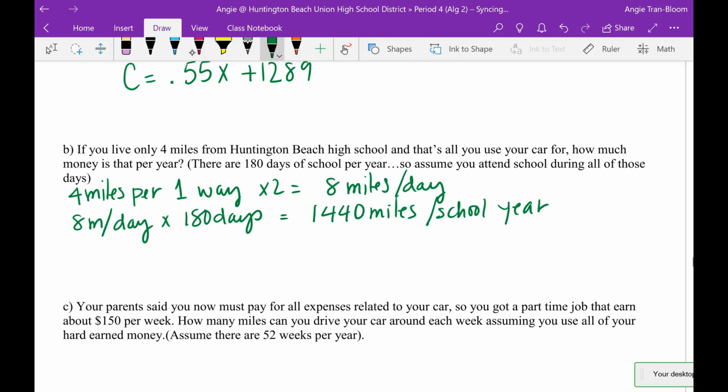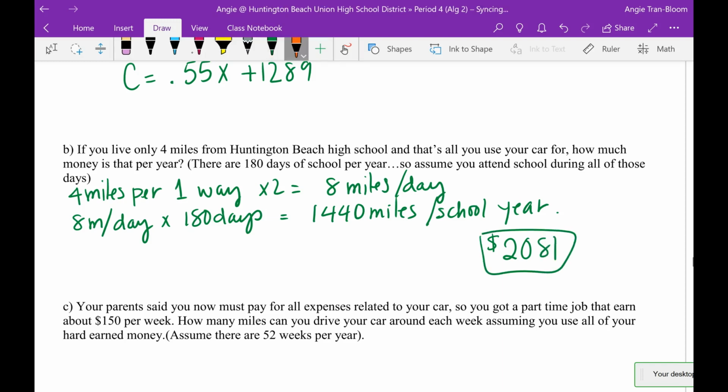Okay, so my question to you is, how much is this going to cost you just to drive from school and home? $2,091. No cents? 81. Okay.